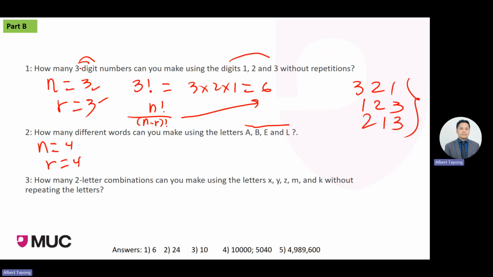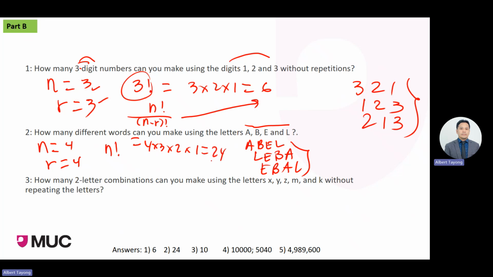Our R is also 4, because we have to use all the letters every time, like Abel, Leba, Ebal. These are the examples. We are just rearranging the letters to form different words with or without meaning. So you can use again N factorial: 4 times 3 times 2 times 1 equals 24 possibilities. If you keep on going, you will end up having 24 all in all.